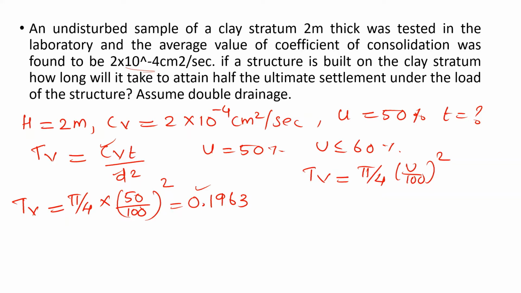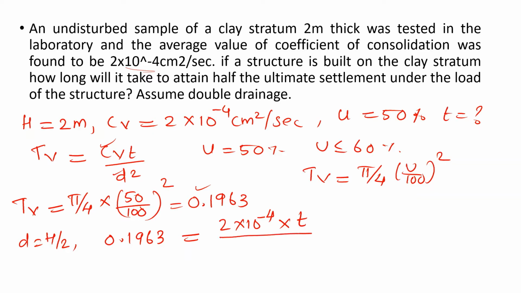So we got the Tv value, and we already know Cv and d. It is given that it is a double drainage condition, so d is half the thickness, d = H/2. From this equation we can calculate the time taken for half the ultimate settlement. So 0.1963 = Cv, given as 2 × 10^-4, into t, which we need to find, divided by the thickness of the stratum, 2 meter, which we convert into 200 centimeter. It is double drainage, so (thickness/2) whole squared.